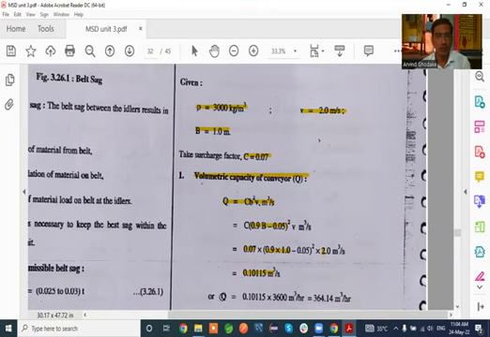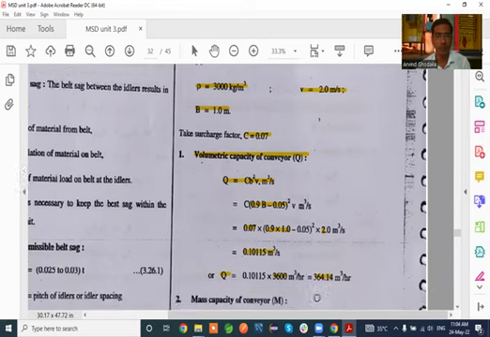So Q is equal to, we are converting into meter cube per hour, so 3600 multiplied with the volumetric capacity. So the final volumetric capacity of the conveyor is 364.14 meter cube per hour.